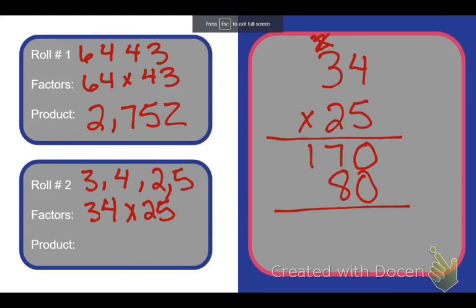What's next? What's next, Kalia? 3 times 2. And that's 6. Okay, what do I do now? Add. Everybody add. What's our product? 850.